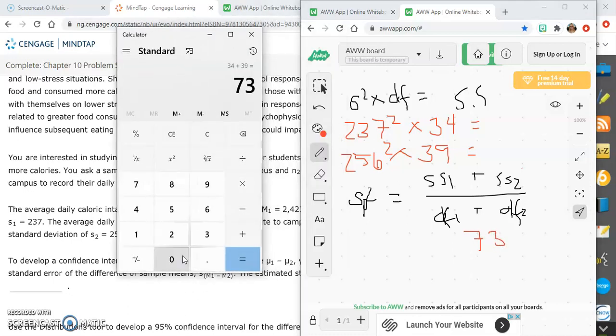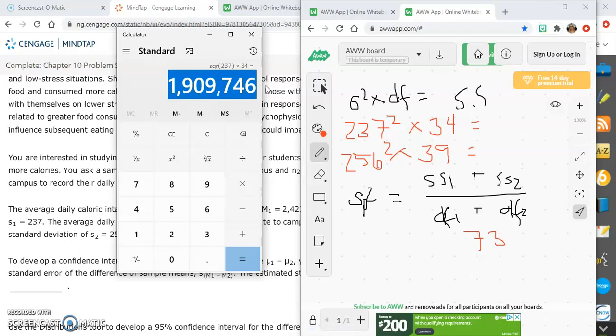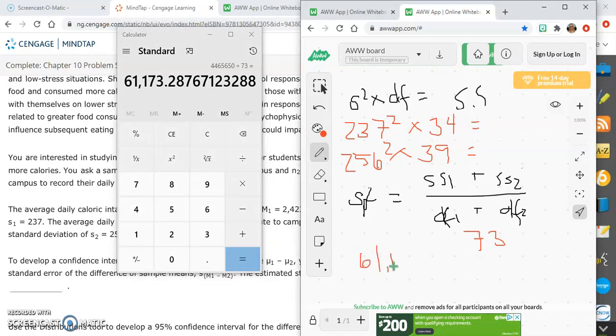Okay, now let me calculate my sums of squares. So 237 squared times 34. I get this enormous number. I'm actually just going to copy it instead of writing it down. Okay, and then I have 256 squared times 39. I get this other huge number. So now I'm going to add it to the one I calculated a minute ago. And I get 4,465,650. Whew. So I'm going to divide that by my degrees of freedom, which is 73. And I get this really big number, 61,173. So that's my pooled variance.